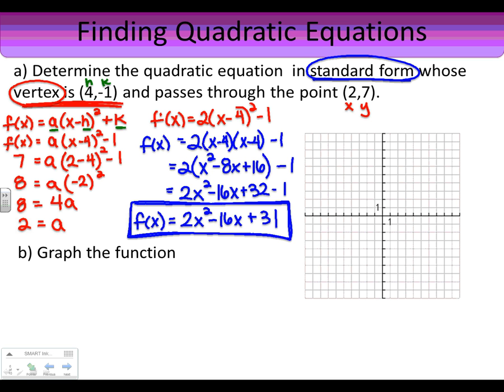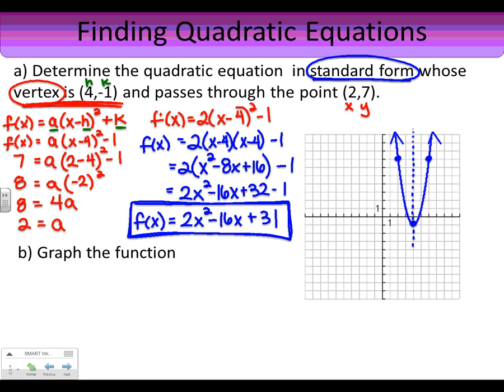All right, let's go ahead and graph this. Easiest way to graph this, we know what the vertex is. So we know the vertex is at (4, -1). They also give us another point on the graph, (2, 7). Now remember, a parabola is symmetrical. So if I know I have the point (2, 7) on there, I'm also going to have the point over here at (6, 7). And there's your graph.